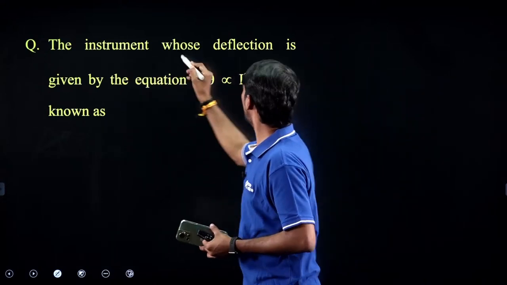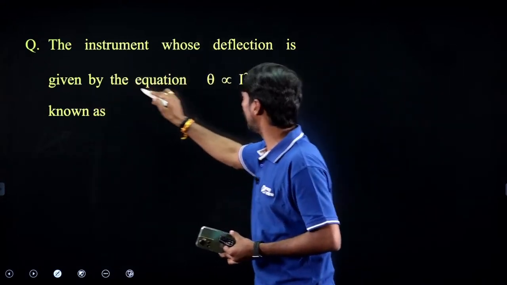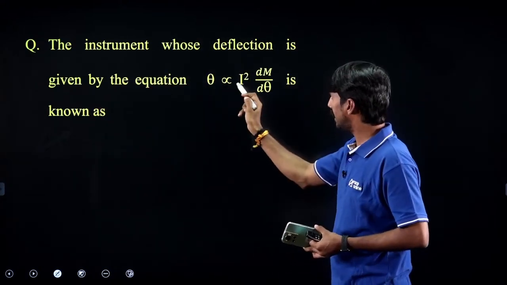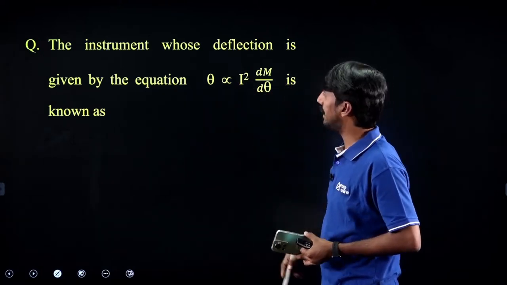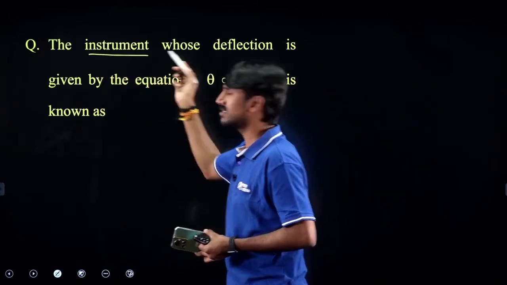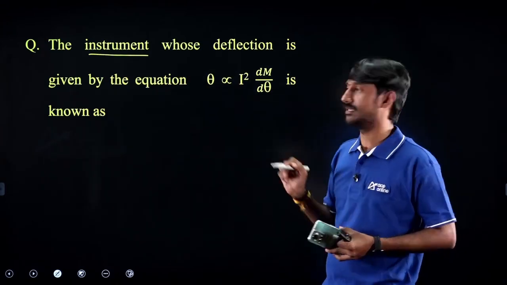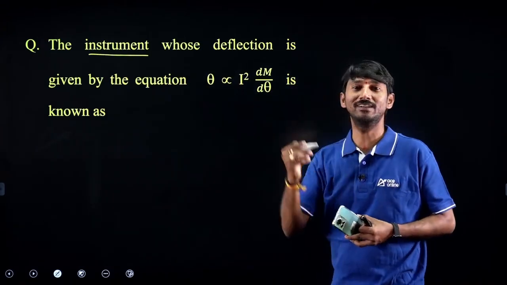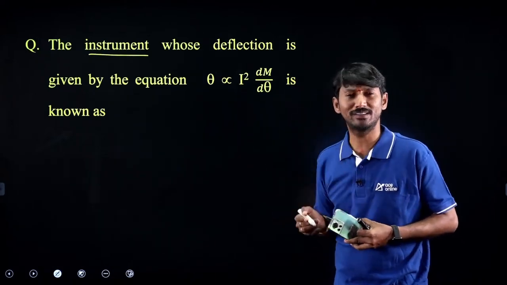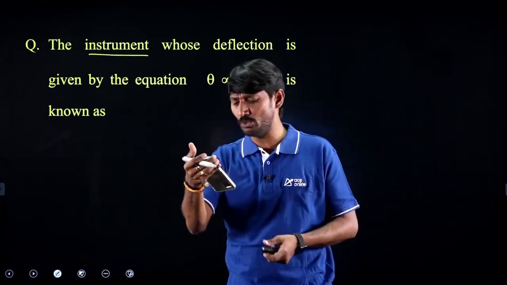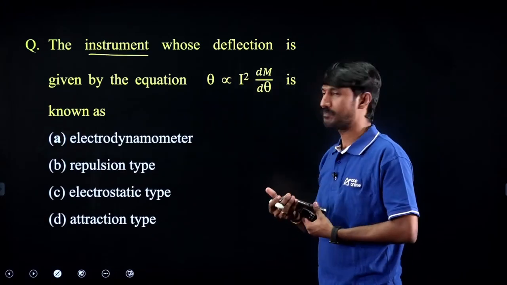Next. The instrument whose deflection is given by the equation theta proportional to I square dM by d theta is known as... simple, dM by d theta. M is mutual inductance. In which device are we going to get mutual inductance? Simply, check it.